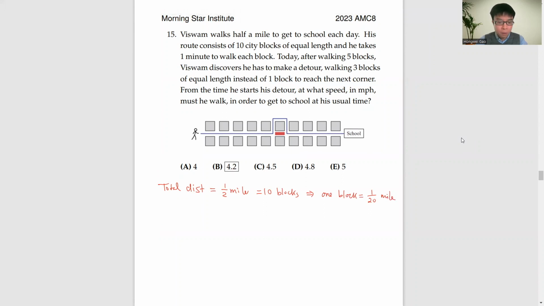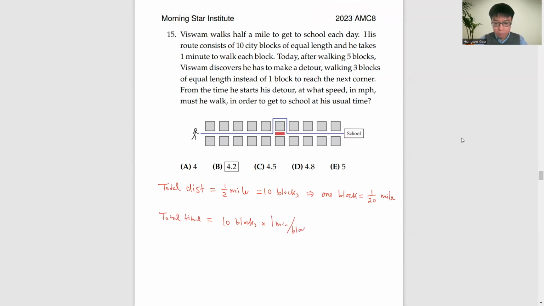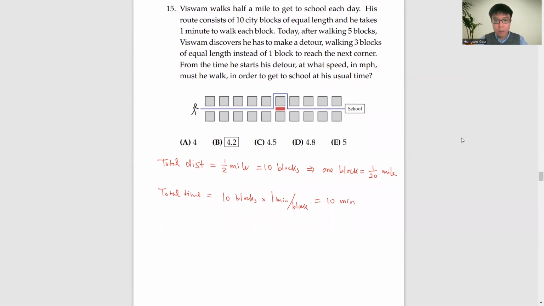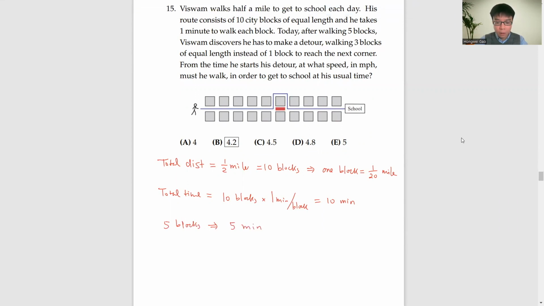And now let's consider the time. It takes him 1 minute to walk each block. So there are 10 blocks. So the total time is 10 blocks times 1 minute for every block. Means we have totally 10 minutes. Now, today, after walking 5 blocks, he discovered he has to take a detour, walking 3 blocks instead of 1. So 5 blocks, it already took him 5 minutes. That means we have 10 minus 5 equals 5 minutes left.